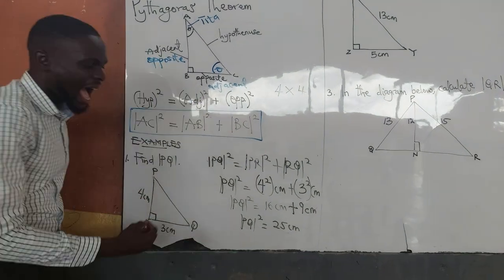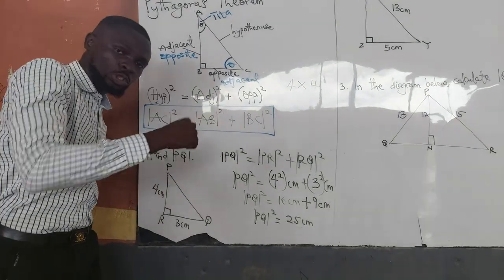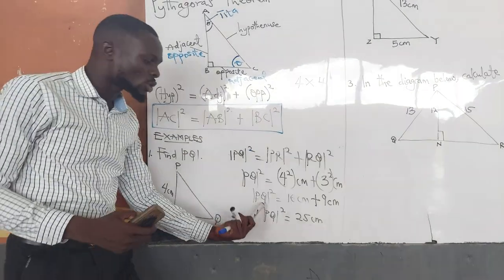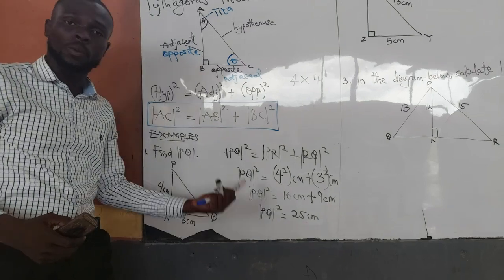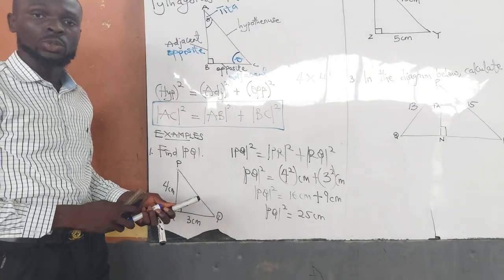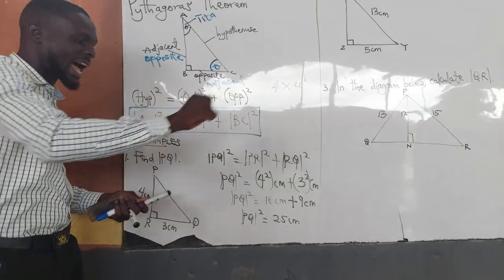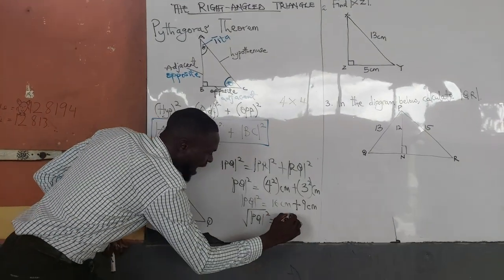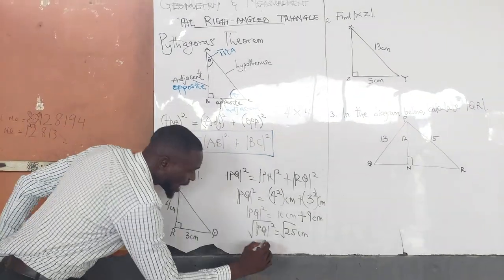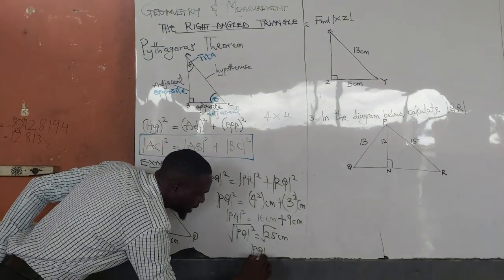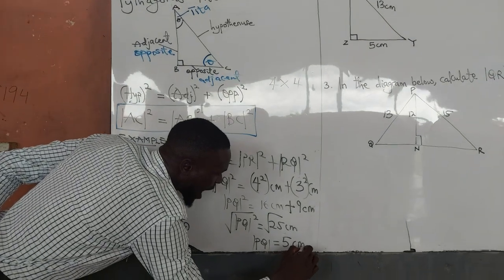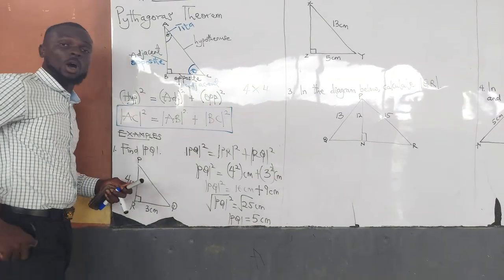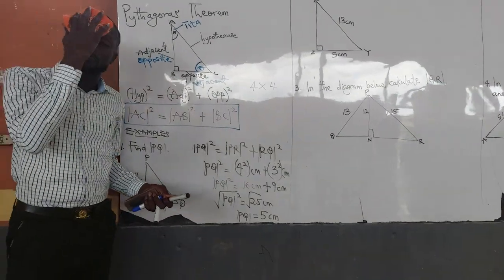From here, our interest is to let PQ be alone. But there is a square attached to the PQ. So what do we do? We are going to square root both sides. So we square root this side and square root the 25. So we are going to get PQ to give us what? 5 centimeters. Because the square root of 25 is 5.